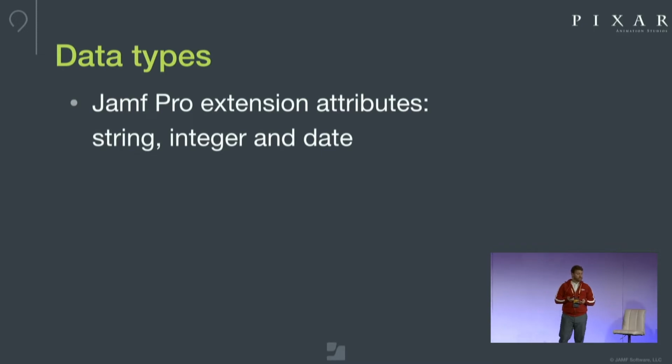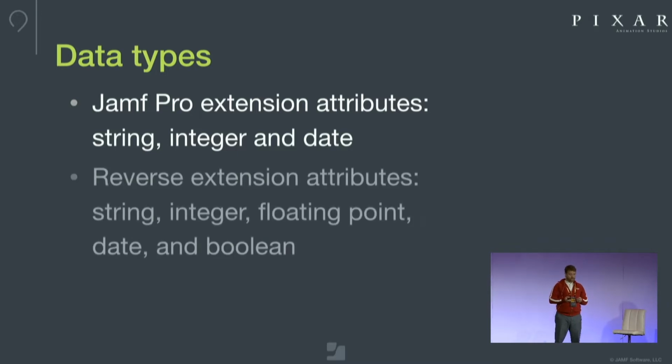Jamf extension attributes accept strings, integers, and dates as data types, which allows for some great functionality with things like smart groups and doing compares of dates, being allowed to check for things that occurred before or after a certain date, or doing calculations based on integers.